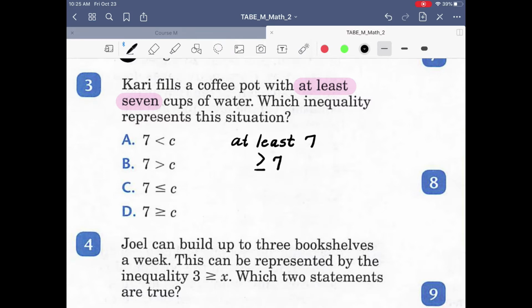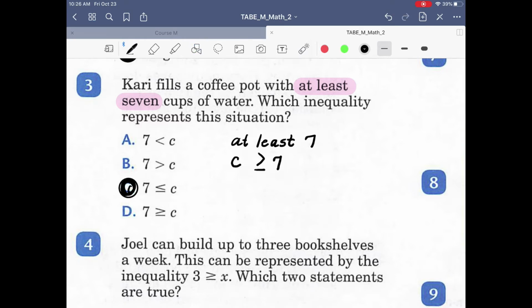So I am looking for, be careful here. Be very, very careful. We're saying cups are greater than or equal to 7. So my eye goes to D. I'm looking at the arrow. But D is not the correct answer because the number's on the left side. We have to make sure that this is saying what it's supposed to. The C is the bigger value. So this is the answer.